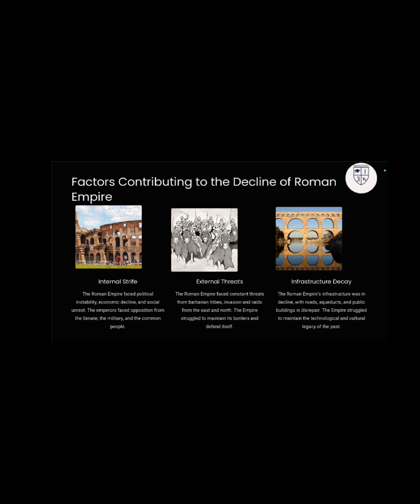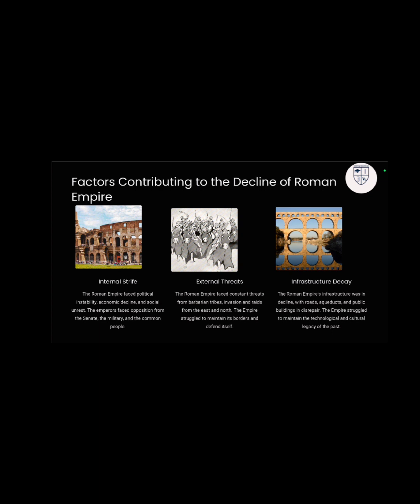External threats. The Roman Empire faced constant threats from barbarian tribes, invasions, and raids from the east and north. Rome struggled to maintain its borders and defend itself. After long years of war, the external threats defeated people and took the homes of many people. So there were small tribes who would escape from the Roman invasion, and these barbarian tribes attacked Rome and made their power decrease.